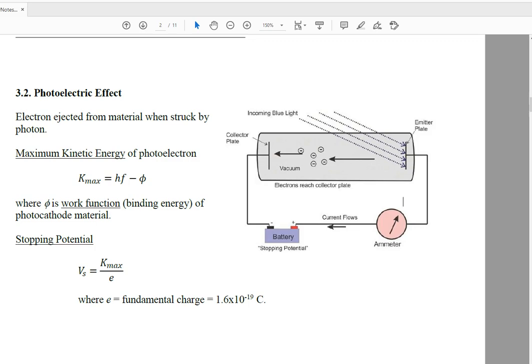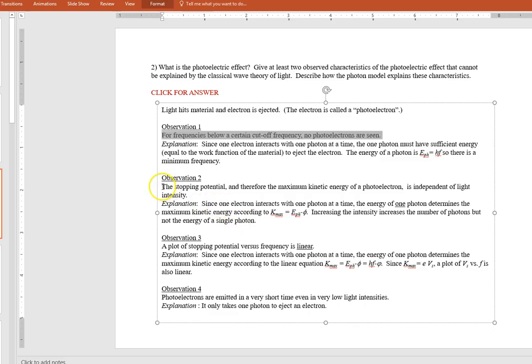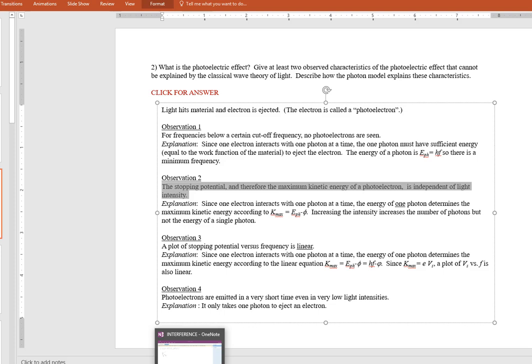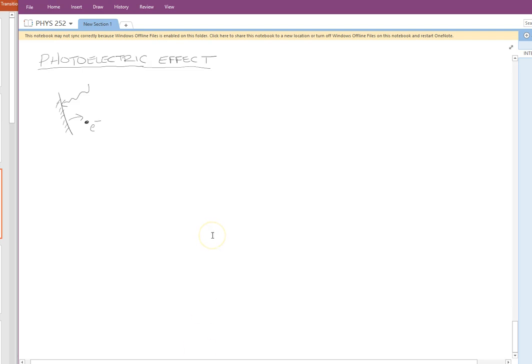What's another phenomenon that we see? The stopping potential, and therefore the maximum kinetic energy of the photoelectron, is independent of the light intensity. Okay, so let's talk a little bit about that, and let's specifically relate the stopping potential to the maximum kinetic energy. I'm going to go to my notepad just to sketch some things. This harkens back to physics 2.